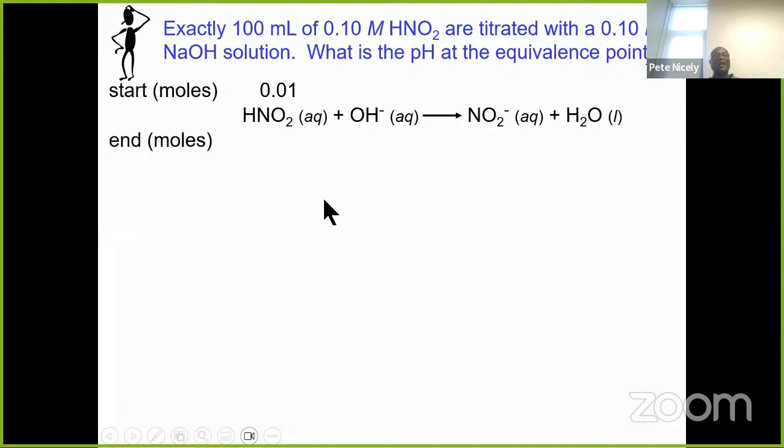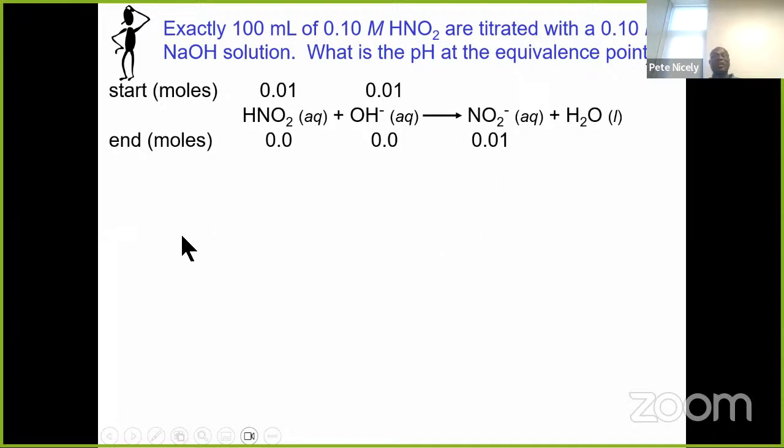As far as the hydroxide ion is concerned, the number of moles of the hydroxide ion will be the same because we're talking about the equivalence point. And then you'd have, at the end of the reaction, all of this will be used up, all of this will be used up, and the number of moles of the nitrite ion will be 0.01.